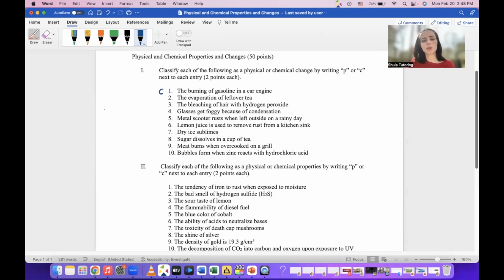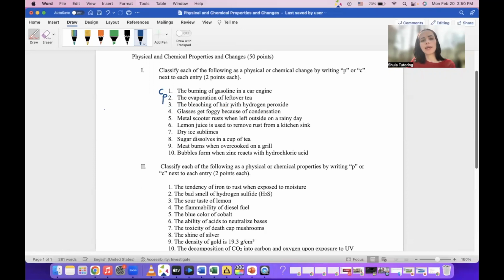The evaporation of leftover tea. When something evaporates, it changes state from liquid to gas. When we change state, we don't create new substances. It's still the same substance molecularly, just in a different state. So the evaporation of tea is a physical change.